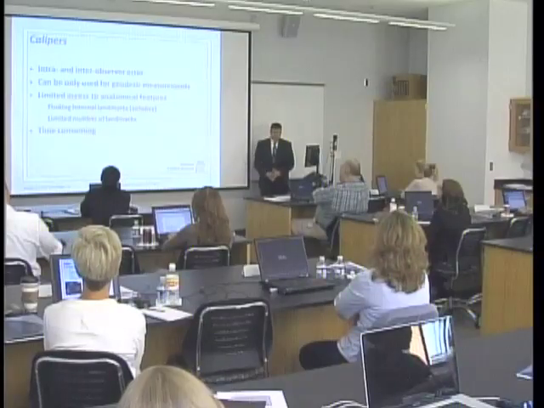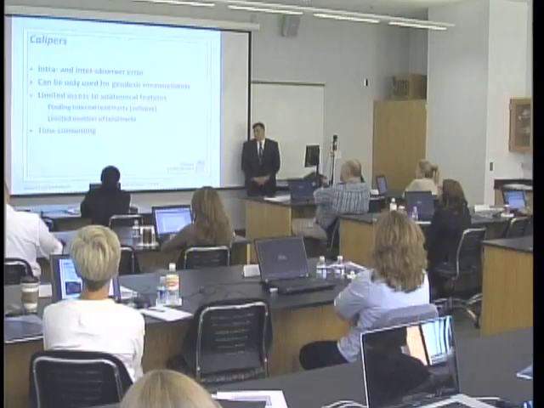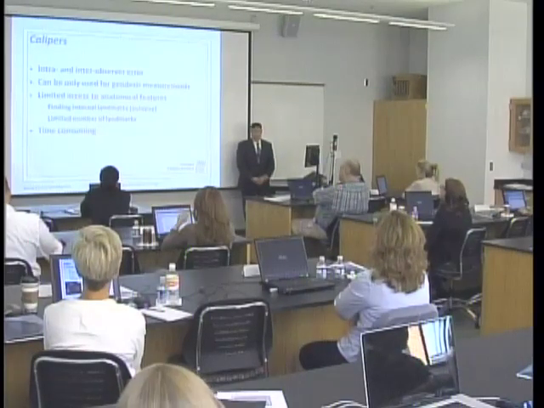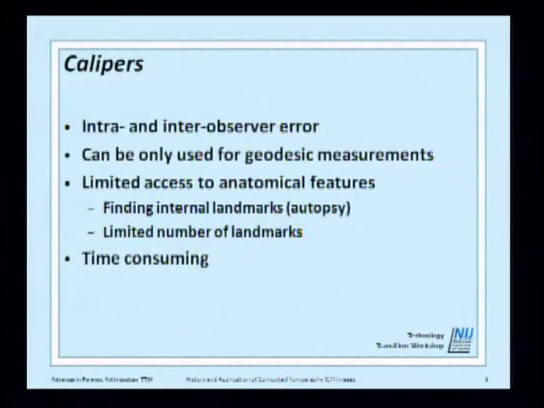And of course, if you use calipers, you can have, and in the morning we heard this, the intra- and inter-observer error. And we've noticed this a lot in some of the comparative studies that we did. It can also be used for geodesic or linear measurements, with limited access to anatomical features. And then internal landmarks, like if you want to look inside the crania, it's very difficult unless you do an autopsy. And then there's the limited number of landmarks and it's time consuming. Even if you add a digitizer, it will give you more points, but you still have some of these limitations.